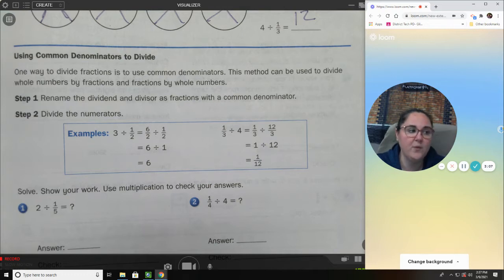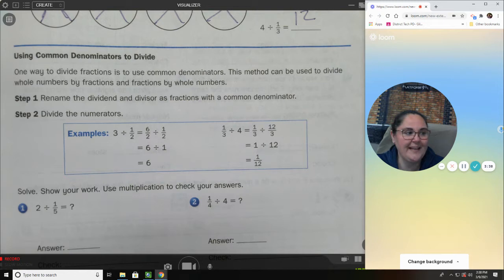It says one way to divide fractions is to use common denominators. This method can be used to divide whole numbers by fractions and fractions by whole numbers. Did it say anything about fractions by fractions? No. It mentioned a fraction and a whole number. So keep that in mind. This may not always be the best strategy for other things. Okay?